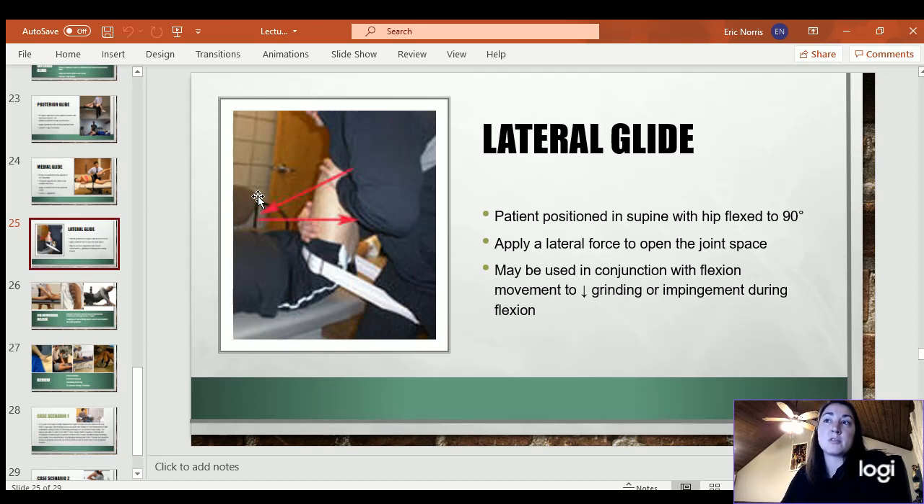This arrow looks like he's pushing in, but he's just kind of stabilizing as he pulls out with the mobilization belt and with his hand. Typically, the patient is in 90 degrees of hip flexion, and then you pull laterally. And you can hold that while you're having the patient flex and extend their leg.